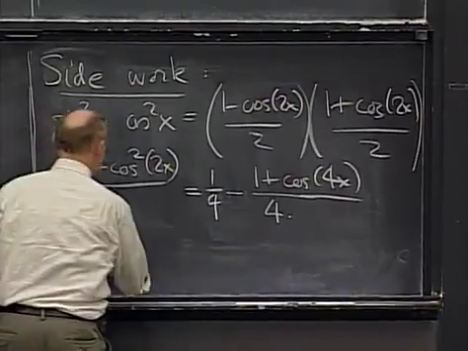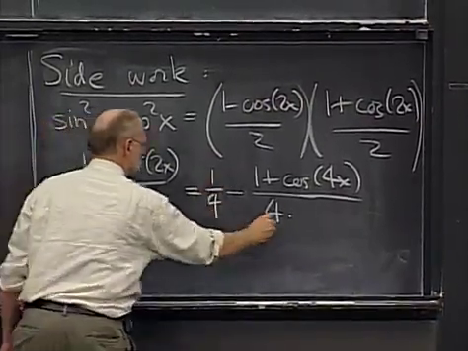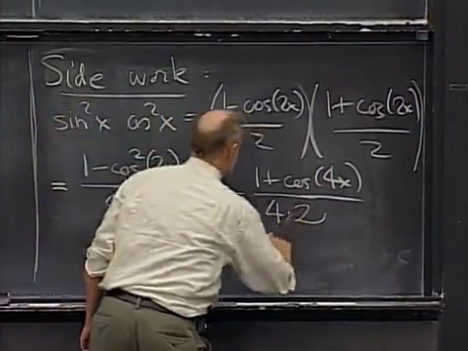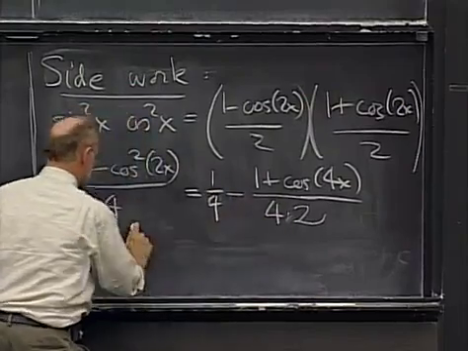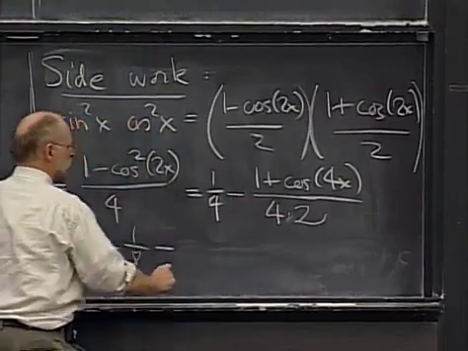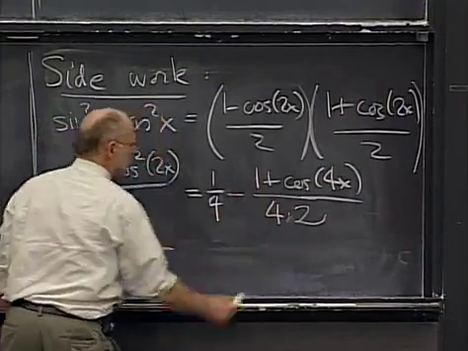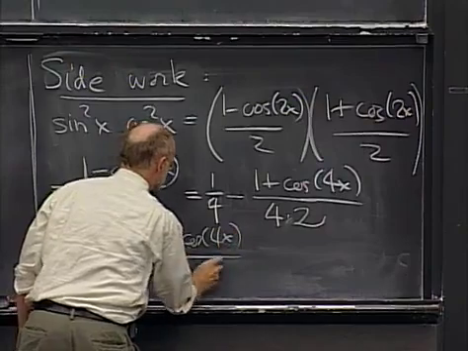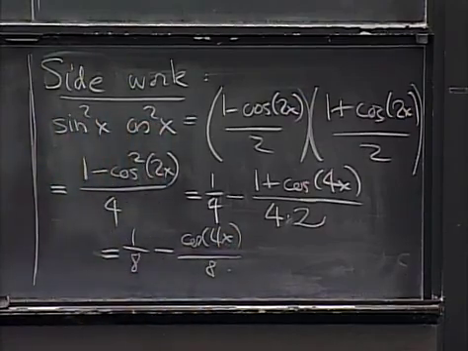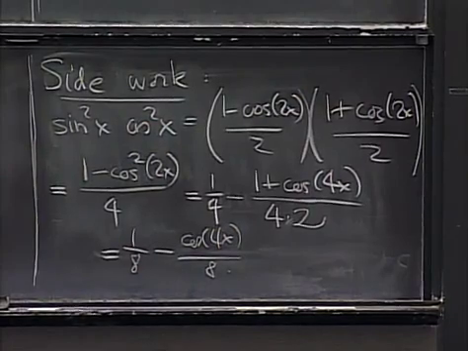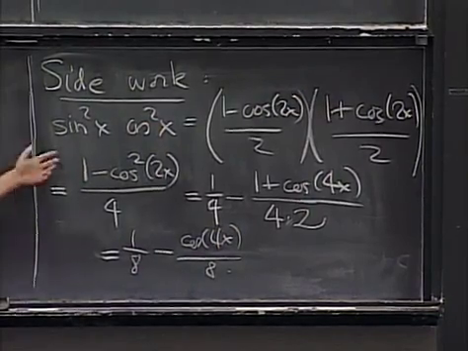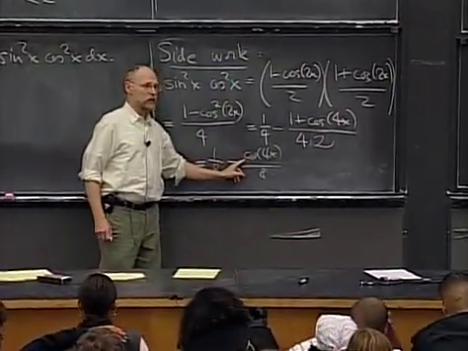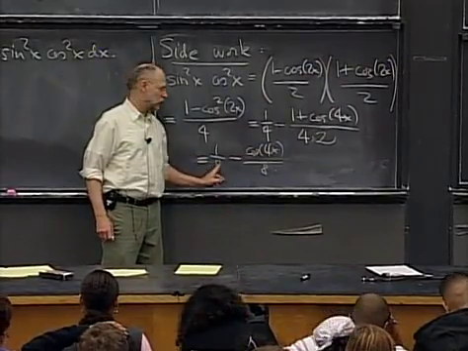And I guess I could simplify that a little bit more. This is a quarter. Oh, but then there's a 2 here, it's half that. So then I can simplify a little more. It's a quarter minus an eighth, which is an eighth. And then I have an eighth of cosine of 4x. Okay, that's my side work. I just did some trig identities over here and rewrote sine squared times cosine squared as something which involves no powers of trig, just cosine by itself, and a constant.